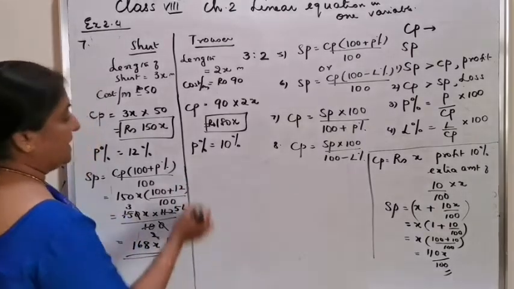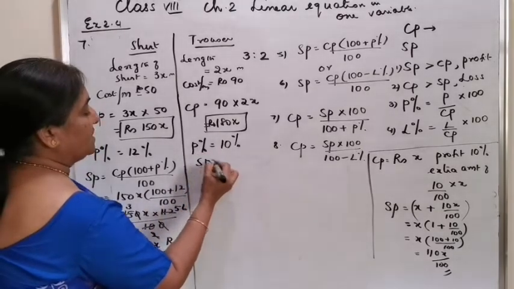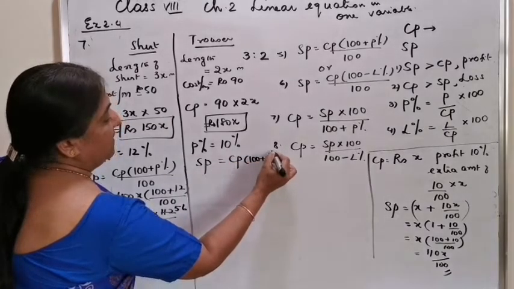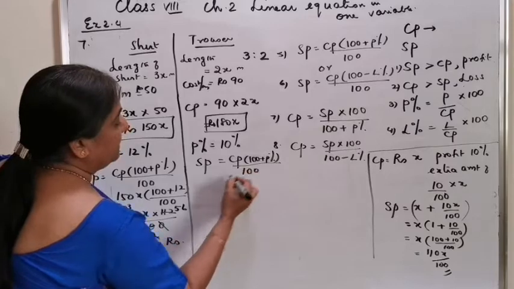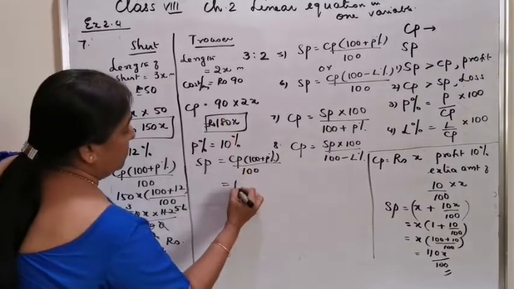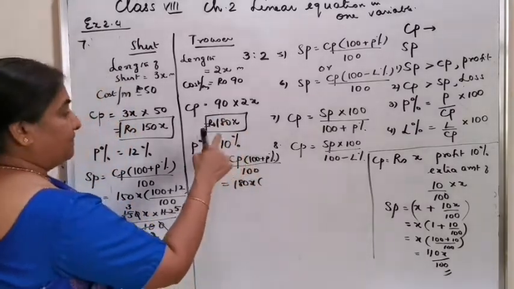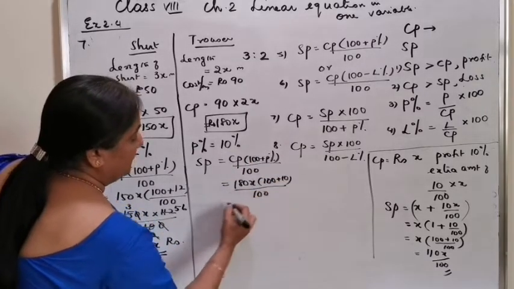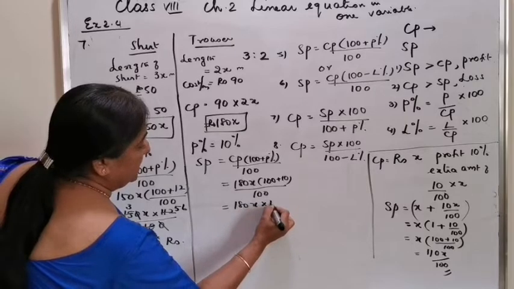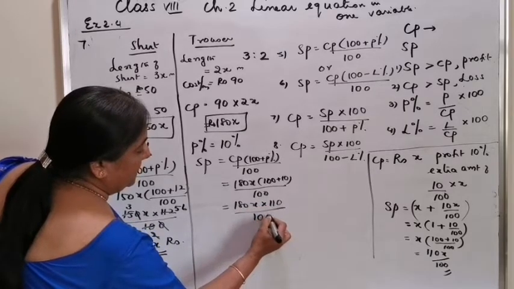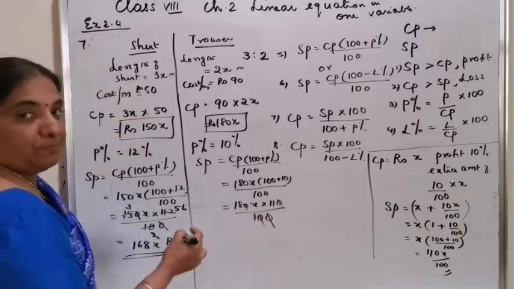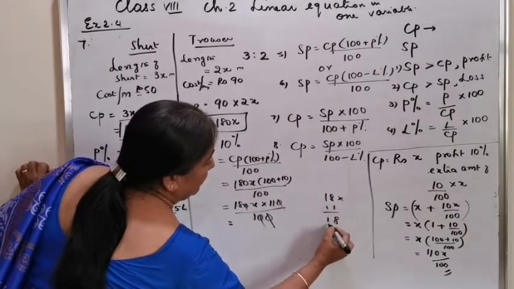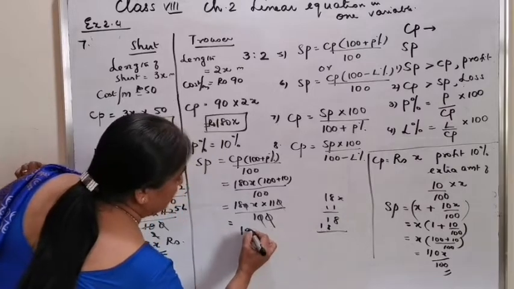Here, again, it's a profit. So what is the selling price? That is CP into 100 plus profit percent by 100. Same formula you are applying. The cost price is 180x into 100 plus 10 by 100. 180x into 110 by 100. Cancel 0, cancel 0. Or it is 18 into 11. 198x.